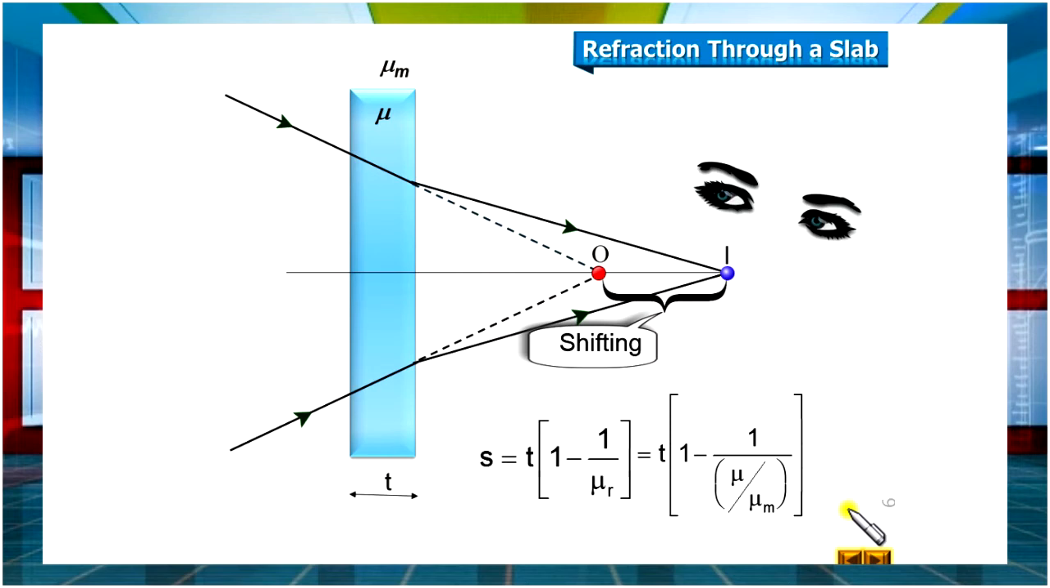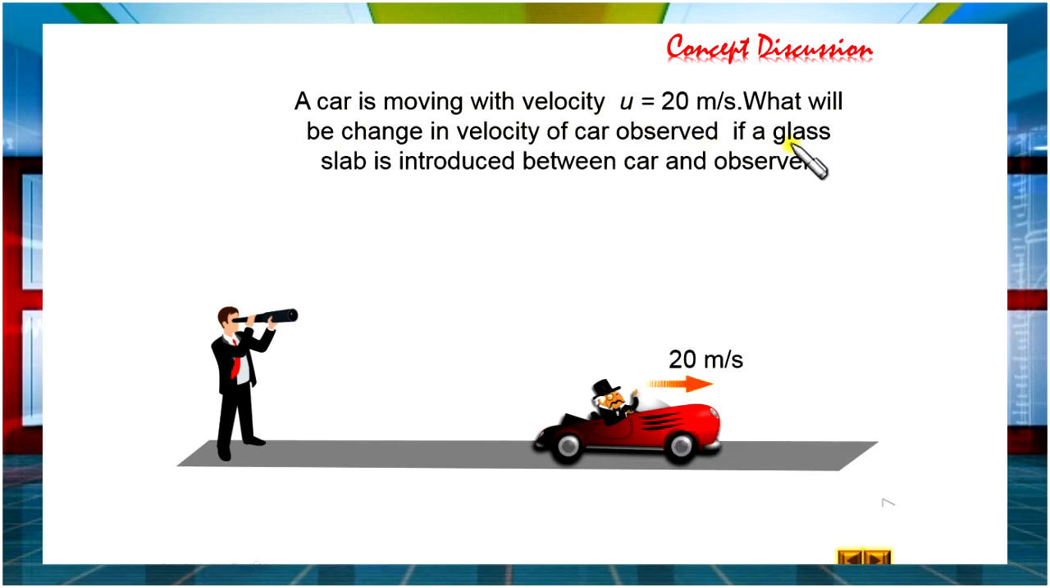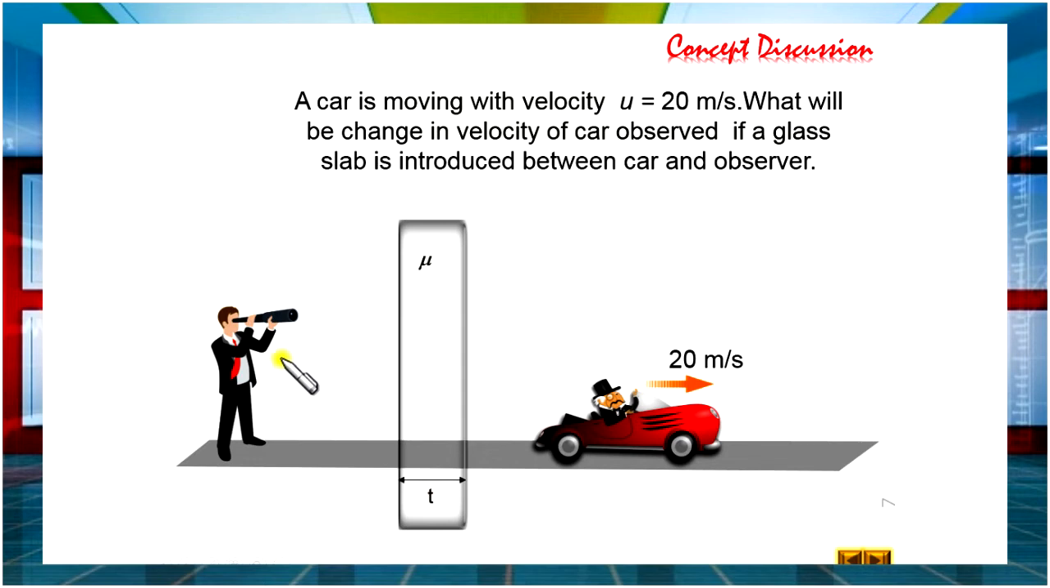Now let us do the application of this concept through a few illustrations or real life situations. So let us take one conceptual discussion. In this problem, it is given a car is moving with a velocity of 20 meter per second. What will be the change in the velocity of the car observed if a glass slab is introduced between the car and the observer? That means in absence of this glass slab, the observer is observing the velocity of this car as 20 meter per second. What will be the change in the velocity of the car if this glass slab is introduced between the observer and car, right?